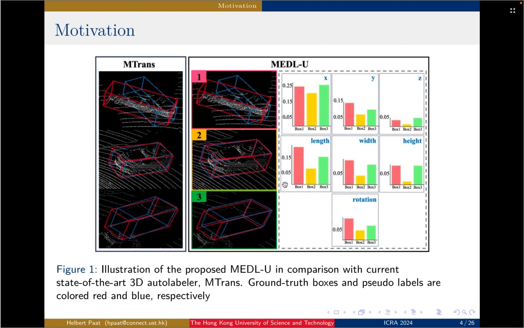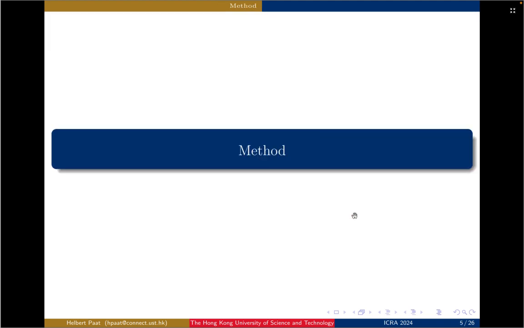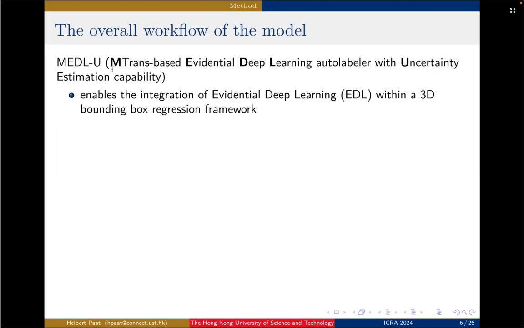To alleviate this problem, our work considers the task of annotating the 3D bounding boxes and at the same time estimating the annotation uncertainty that corresponds to each of the 3D box parameters. The name of our framework is MEDAL-U, or MTrans-based evidential deep learning autolabeler with uncertainty estimation capability, which enables the integration of evidential deep learning within a 3D bounding box regression framework.